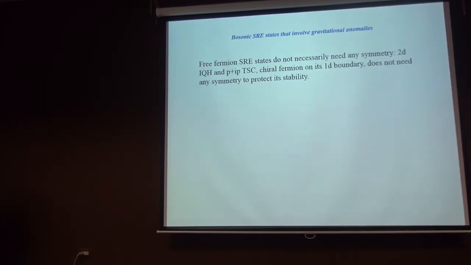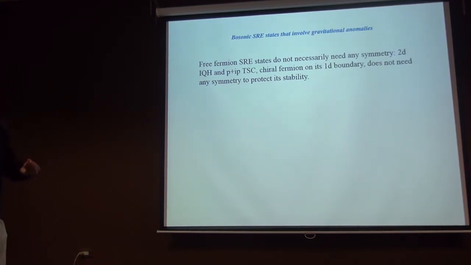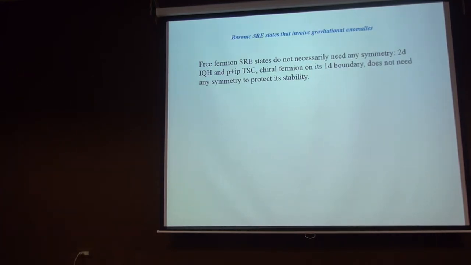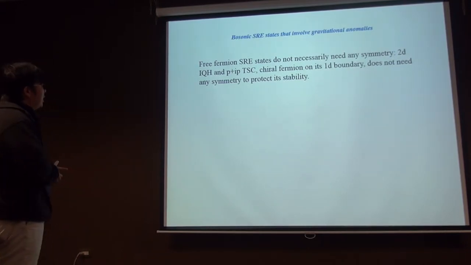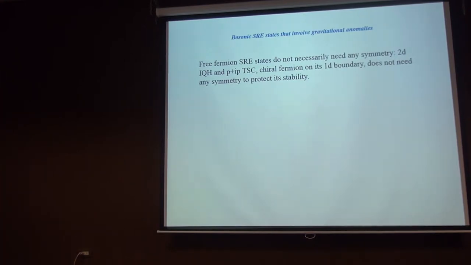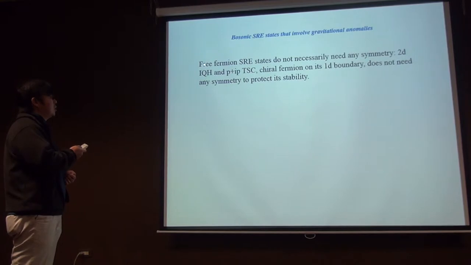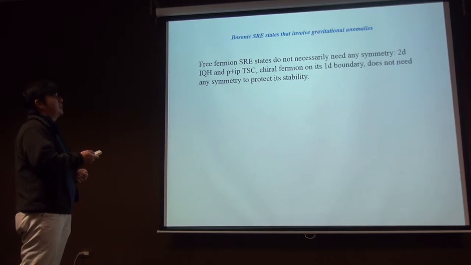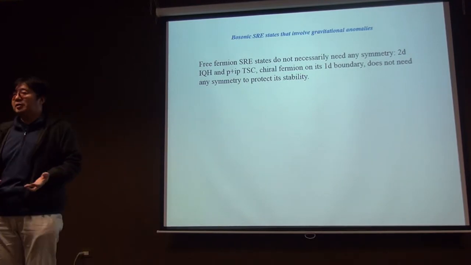Okay. So in the free fermion case, I showed you the classification of free fermion SPT, free fermion topological superconductors without any symmetry. And I showed you that their boundary is precisely consistent with the gravitational anomaly. In the free fermion case, these states are very easy to construct. I said the two-dimensional integer quantum Hall state and the p+ip topological superconductor, which is just half of the integer quantum Hall state. It has a chiral fermion on its 1D boundary, so it does not need any symmetry to protect stability. I can break any symmetry I want. There's no backscattering, and the reason is that it has a gravitational anomaly.